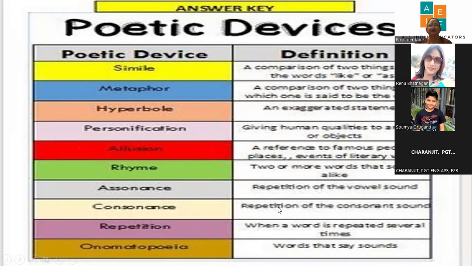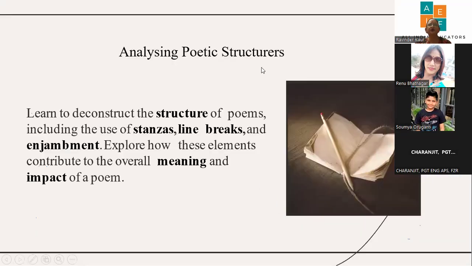Okay. Next is analyzing poetic structures. Up till now, we have learned that poetic devices we have to do in the class. We have to make them write the poem and all that. Then there is another thing, that is learn to deconstruct the structure of poems. That also we have to understand, which type of poem the poet is writing, including the use of stanzas, line breaks, and enjambment.